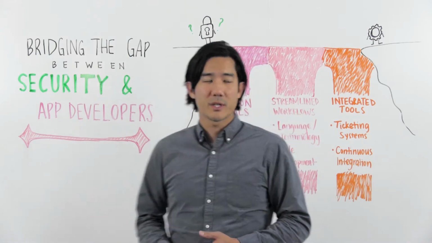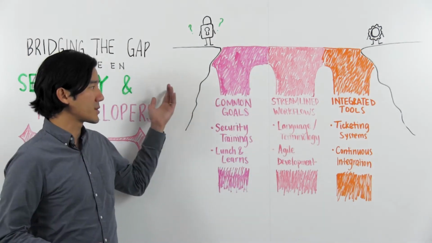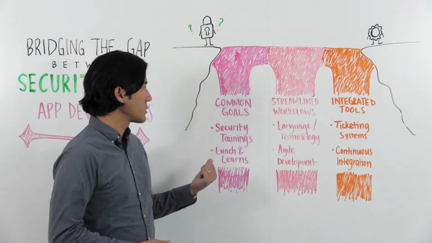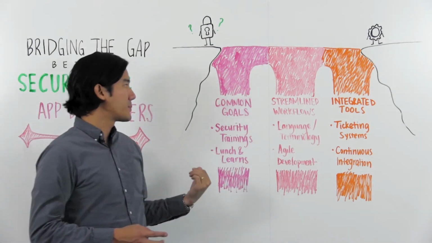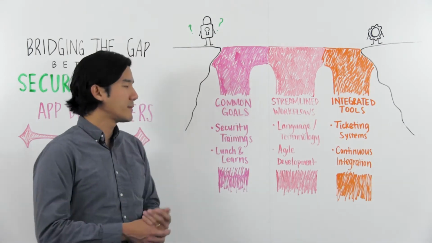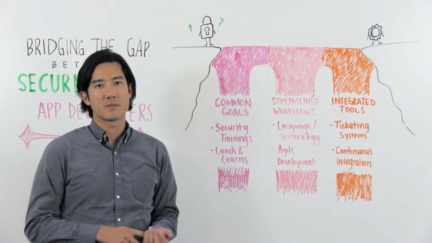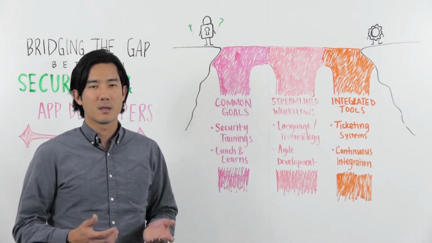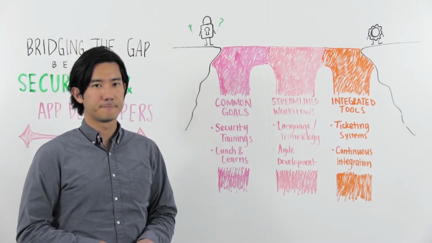So in order to bridge the gap between application developers and your security team, there are three pillars: common goals, streamlined workflows, and integrated tools. The first pillar is common goals. Common goals effectively just means security and development need to get on the same page as far as what's the priority of security issues. And that means understanding security as a critical component of quality.